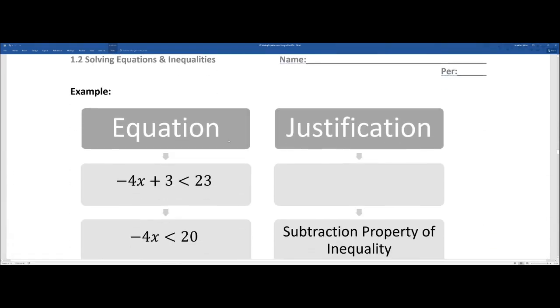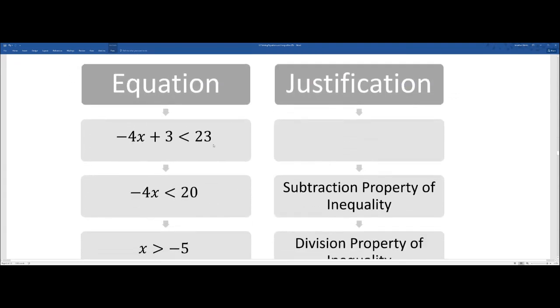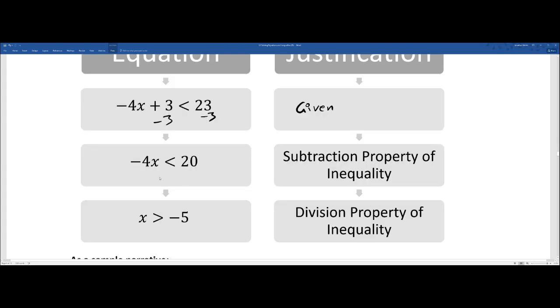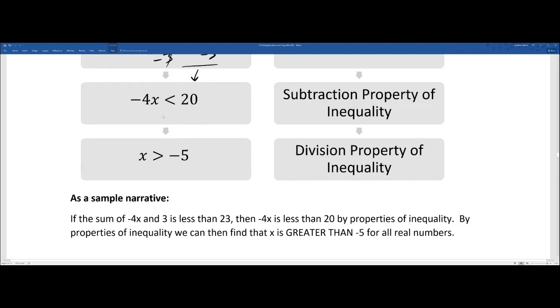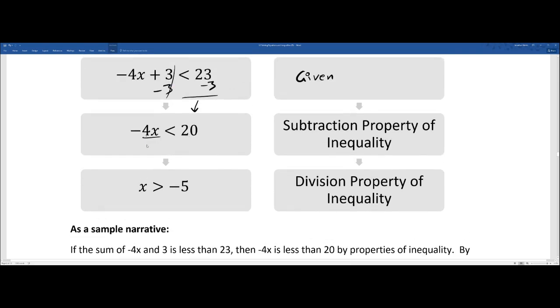All right, so we're going to use these properties. So here's our first example. This is given to us, okay, for the justification. And it looks like we use the subtraction property to get to the next step. So these canceled out, and then this gave you the 20 right there. We would have to use the division property.